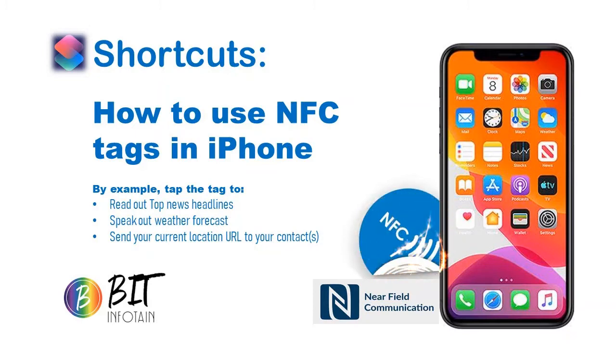Today we're going to look at three examples. One is to read out top news headlines at any point of time. When you tap on that NFC tag, it'll try to read the top three news during that particular time. Then we will have NFC used for speaking out the weather forecast. It could be an hourly forecast or a daily forecast, which you can set up. And third is about sending your current location URL to one or more recipients that you can choose from.